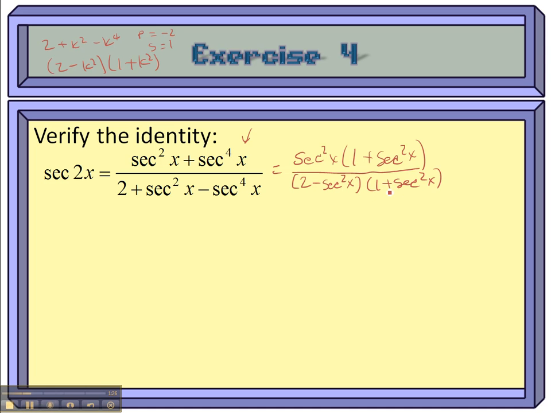And look how lucky we got. We get to cancel these two out. Common factor on the top and the bottom. Okay, so it looks like we got secant squared over 2 minus secant squared.